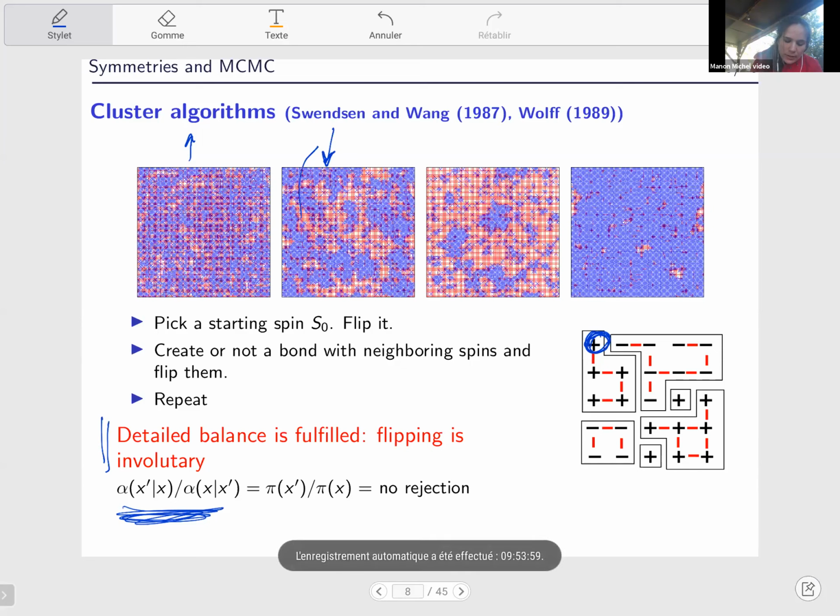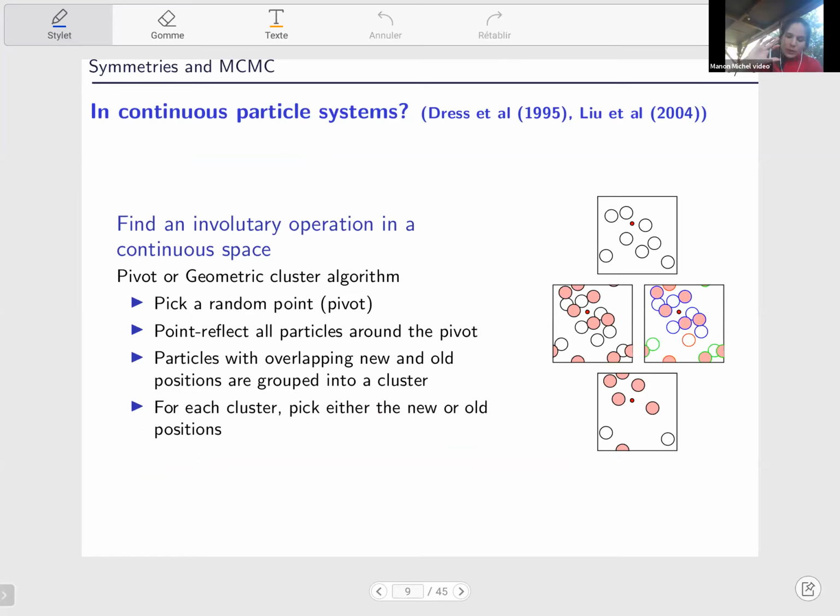And so this algorithm started a hunt for this type of scheme that would be able to do some global move. The point was to find this type of symmetric relationship, and the goal was to make it available for continuous particle systems. But in continuous particle systems, you don't have this symmetry of flipping a spin, this involutive operation where if you have a spin up and you flip it, it's down, and then if you flip it again, it's up. Here you don't have this kind of lattice symmetry. So the idea was to find back an involutive operation in a continuous state space.